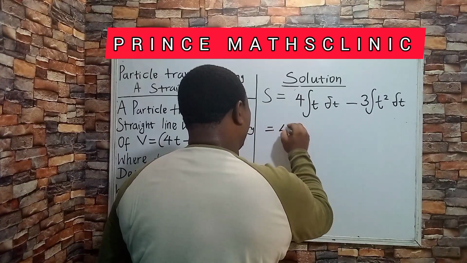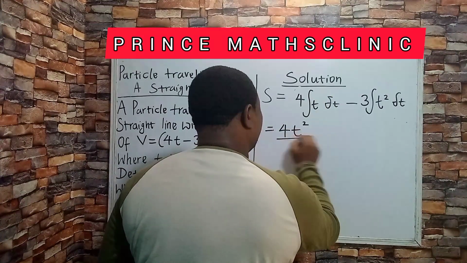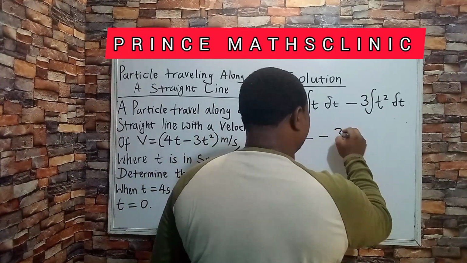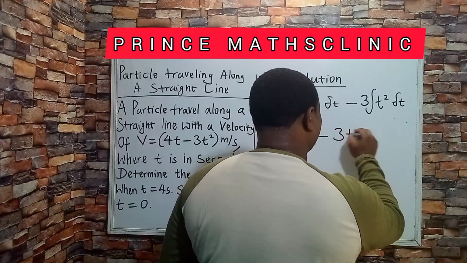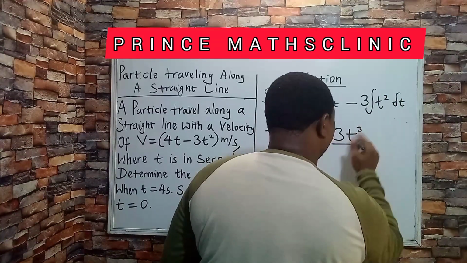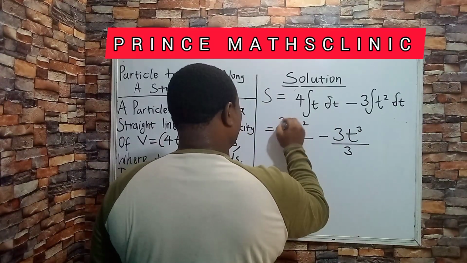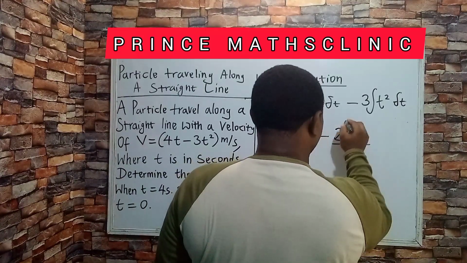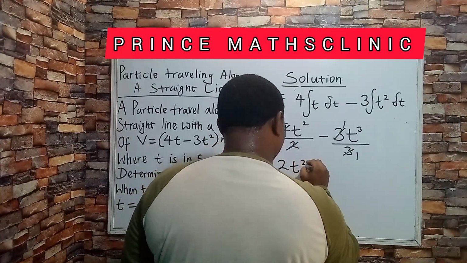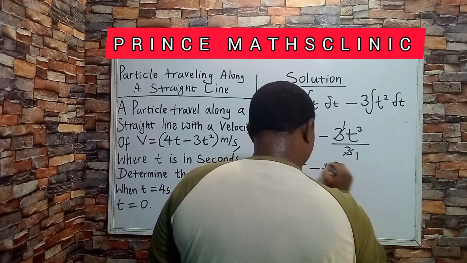So this becomes 4, and the power here is 1, so you add 1 to 1, then divide by the sum of this power. Minus 3, then the power here is 2. 2 plus 1 gives 3, then divide by the sum of this power, which is 3. So 2 can go in 4 two times, and 3 here 1, 3 here 1. So this is now 2t squared minus t to the power of 3.